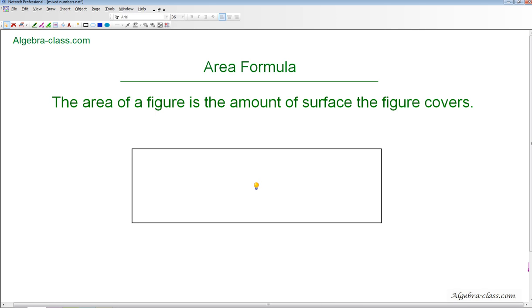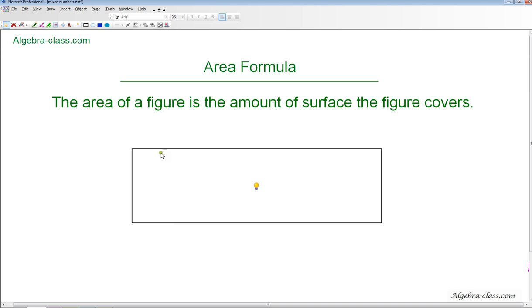In this video, we're going to talk about the area formula. The area of a figure is the amount of surface the figure covers. And what that means is when we think about how we can measure this rectangle, we can measure the outside of the rectangle, and that would be measuring the perimeter, which is the distance around the outside.